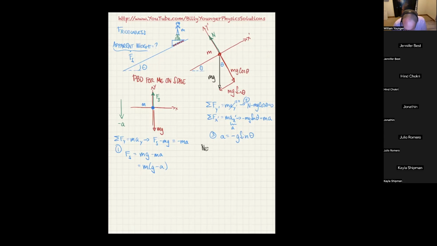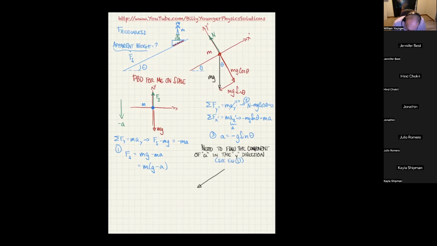Okay. So I need to get this related to the regular y axis. So I need to find the component of a in the y direction, because this equation over here, number 1, is done as if I know the y component. So I'll just say see equation 1.